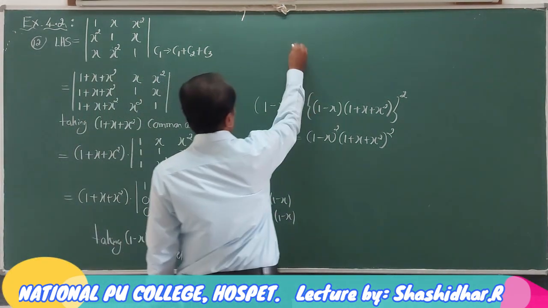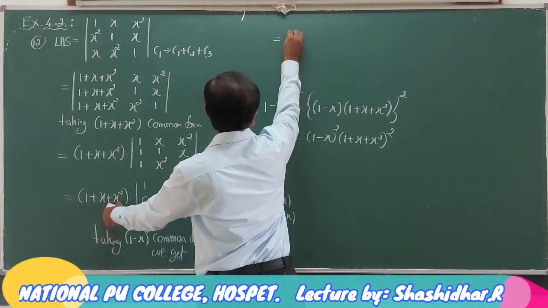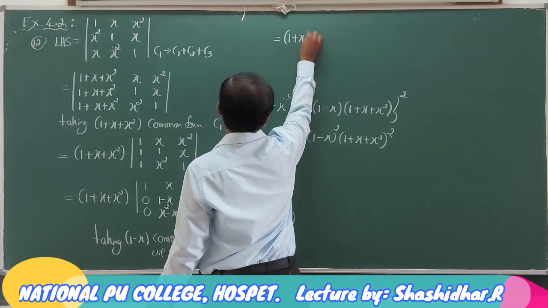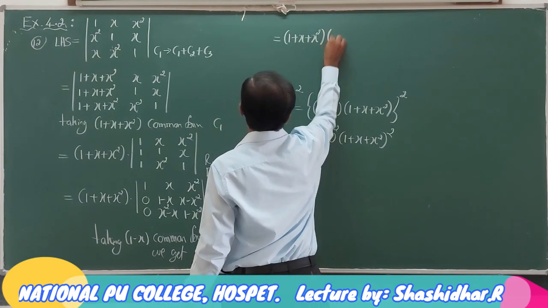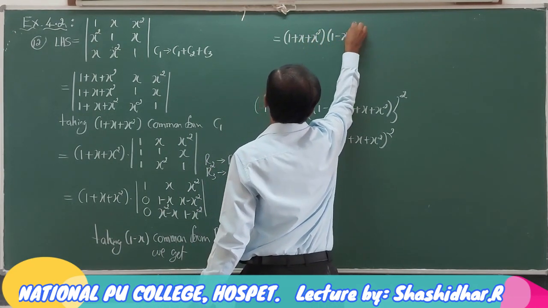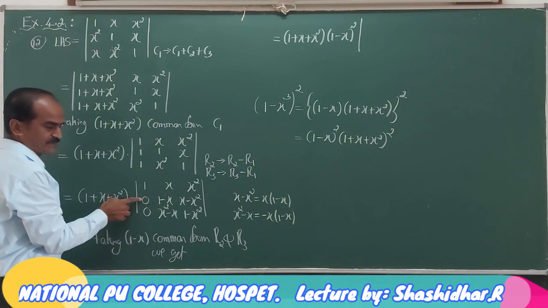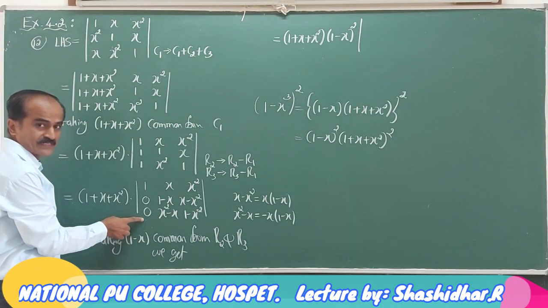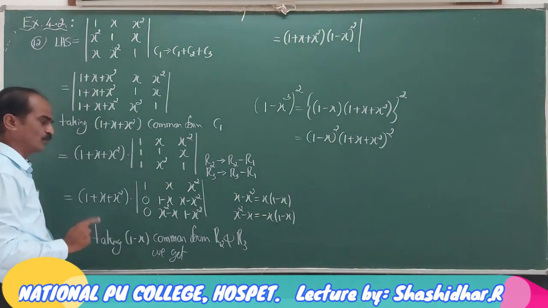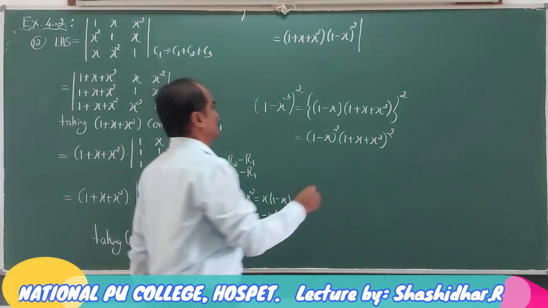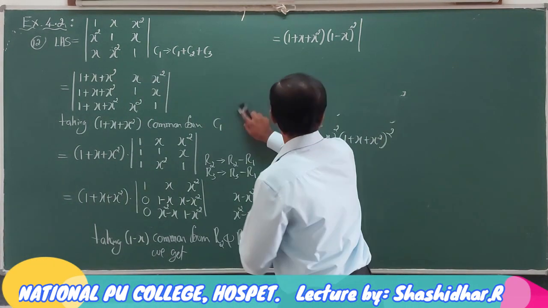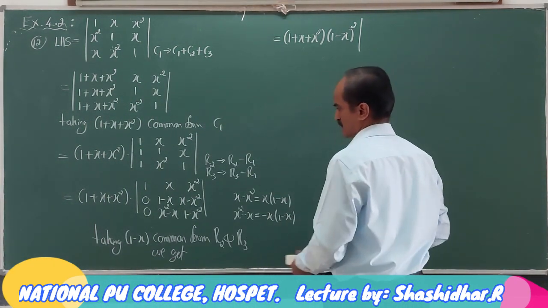So, what are we left with here? 1 plus x square into 1 minus x whole square, because two factors were taken common. 1 minus x from R2, another 1 minus x from R3. 1 minus x into 1 minus x, 1 minus x whole square it becomes.